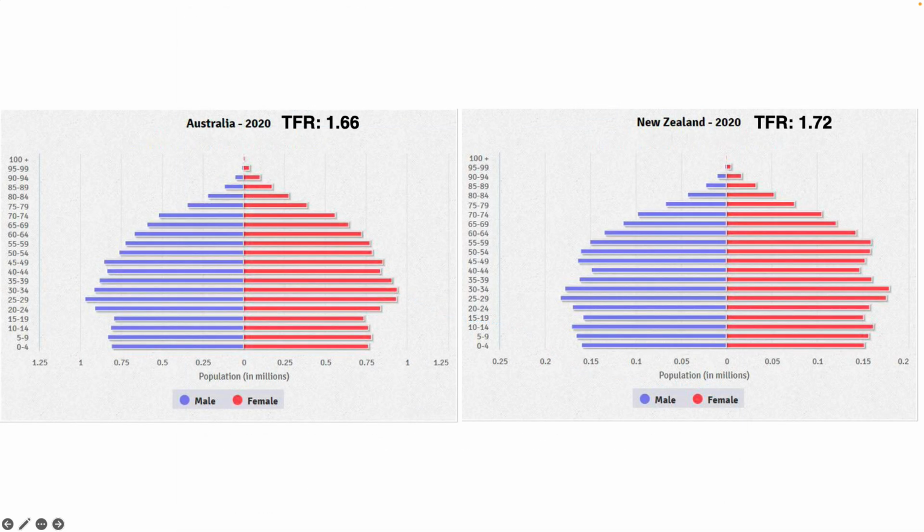So here, note New Zealand's shape. It looks like what Zihan calls a quote chimney, or vaguely rectangular. Growth here is slow and steady. Australia has a bulge in their consumption class. What does this mean for them now, and what might their future look like?